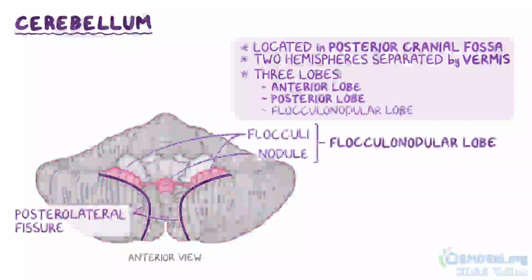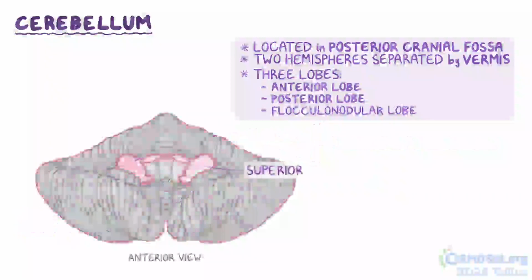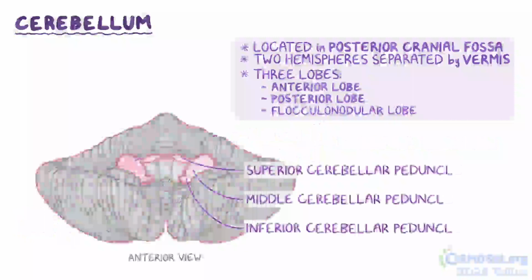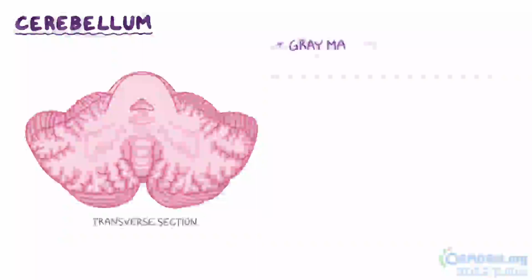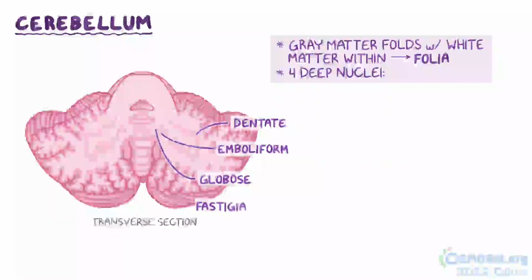From an anterior view, the cerebellum is connected to the rest of the central nervous system via the superior, middle, and inferior cerebellar peduncles. Looking at a cross-section of the cerebellum, it's composed of gray matter folds with white matter within that form folia. The 4 deep gray matter nuclei are the dentate, emboliform, globose, and fastigial nuclei.